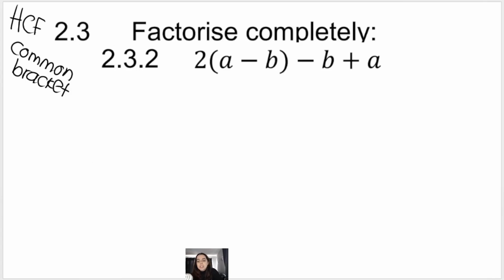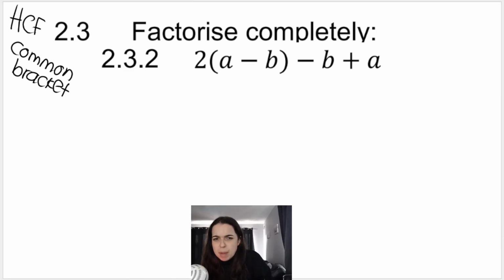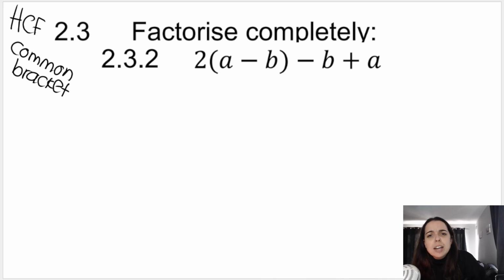Now, the question that was given to us in this exam paper is similar, but you might be thinking, but ma'am, I don't see 2 brackets. I just see 1 bracket. Yes, that is true. My bracket over here has a minus b. But if you look over here, we almost have something that is a minus b. It's just written the other way around.